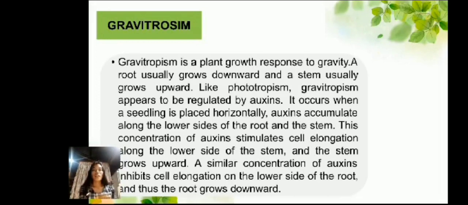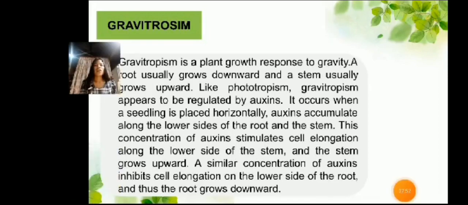Next, we have gravitropism. Gravitropism is a plant growth response to gravity. A root usually grows downward and a stem usually grows upward. Like phototropism, gravitropism appears to be regulated by auxins. It occurs when a seedling is placed horizontally. Auxins accumulate along the lower sides of the root and the stem.